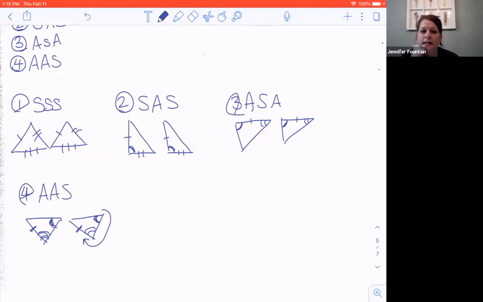Just remember that seeing those marks indicates congruence. A single hash is congruent to a single hash, and that means they are exactly the same size. A single arc for an angle compared to a single arc in an angle. If they are marked the same, then I know that I can trust that they are congruent, which means they are the same angle measures. Okay.